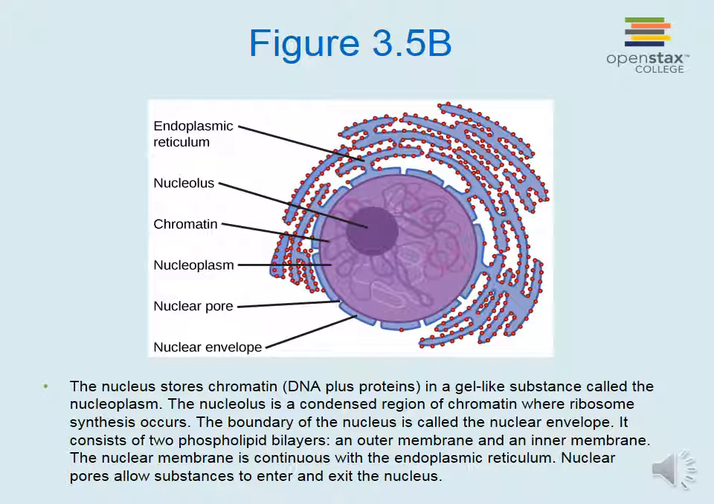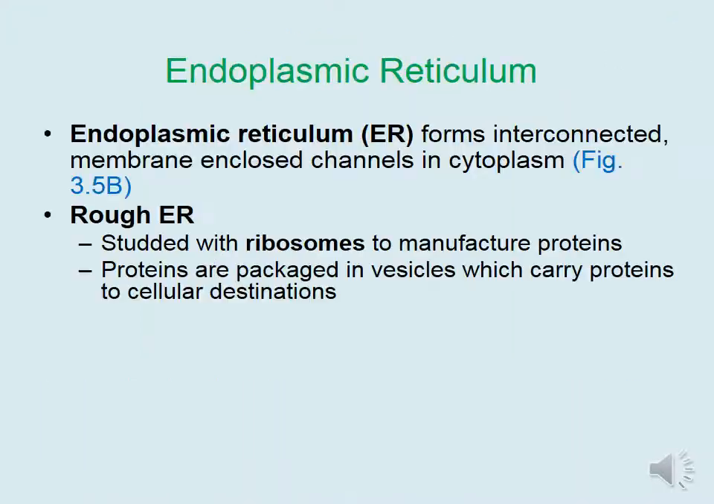The boundary of the nucleus is called the nuclear envelope. It consists of two phospholipid bilayers, an outer membrane and an inner membrane. The nuclear membrane is continuous with the endoplasmic reticulum. Nuclear pores allow substances to enter and exit the nucleus.